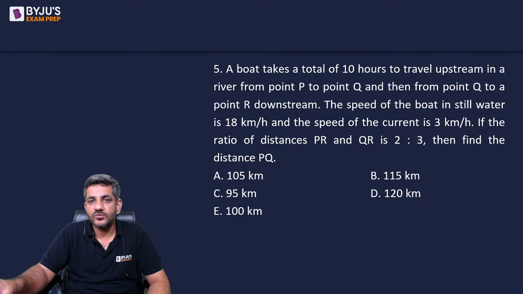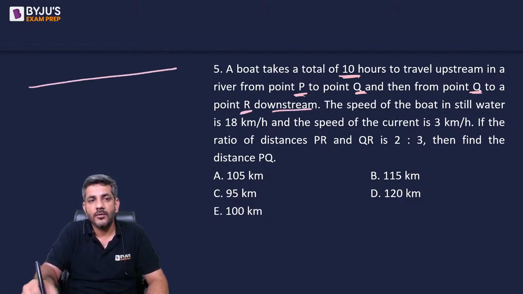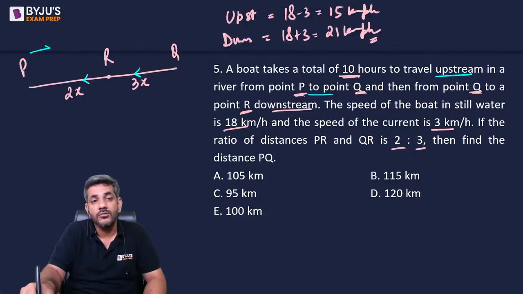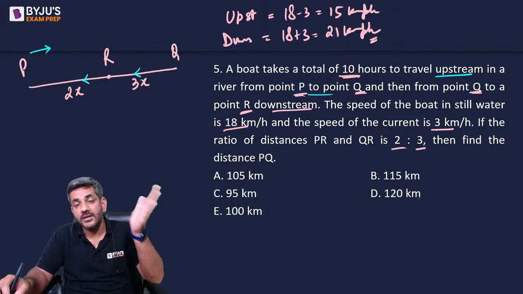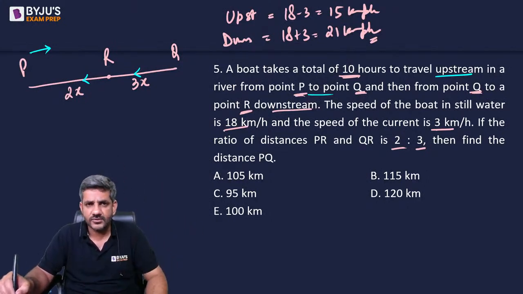A boat takes a total of 10 hours to travel upstream in a river from point P to point Q and then from point Q to point R downstream. So the boat goes from point P to point Q, but while coming back, it comes to some point R. From P to Q, the river is actually upstream for him, right? He came back to R and the total time taken is 10 hours.